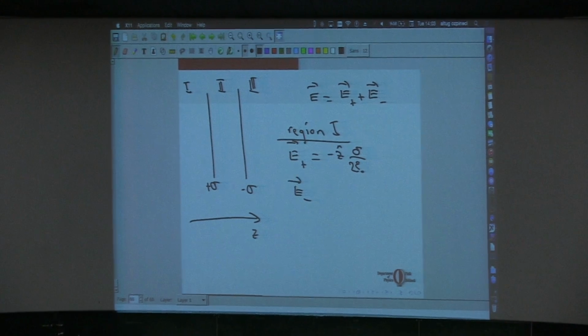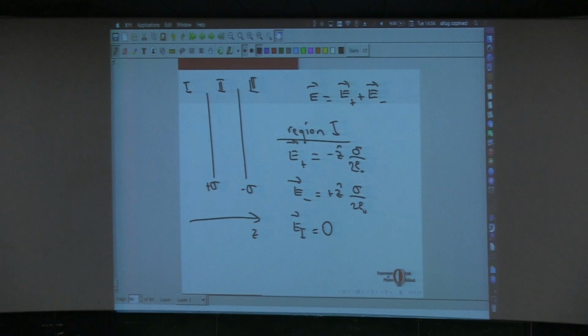Electric field in the first region created by this negative charge distribution. Remember, the electric field always points away from the positive charges and towards the negative charges. So at this point, these negative charges will create an electric field towards the negative charges. So it's in the plus z direction. And its magnitude is again sigma over 2 epsilon 0. So the electric field in the first region is just the sum of these two, which is 0. There is no electric field in the first region.